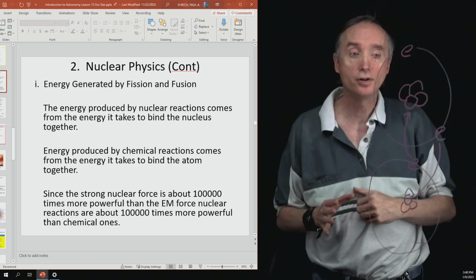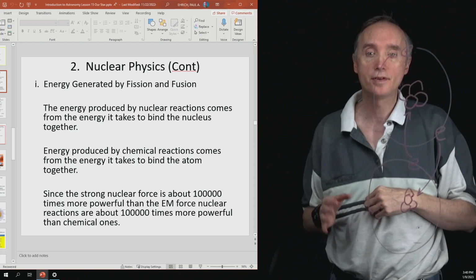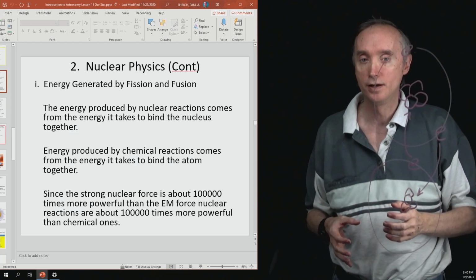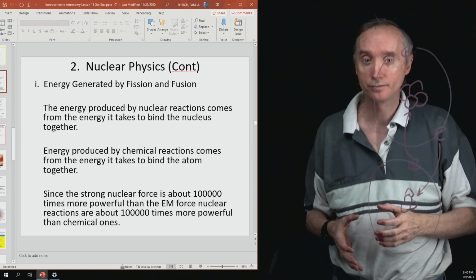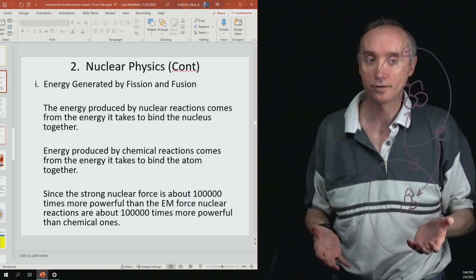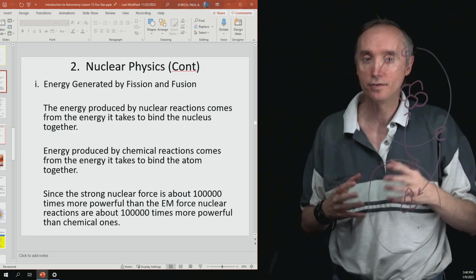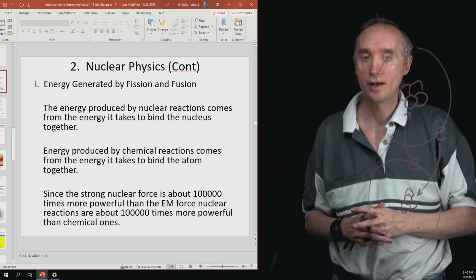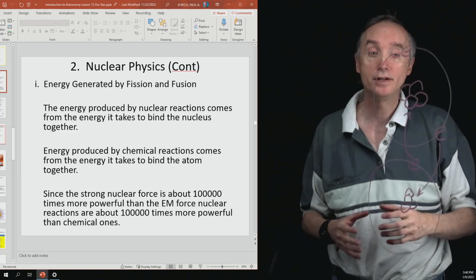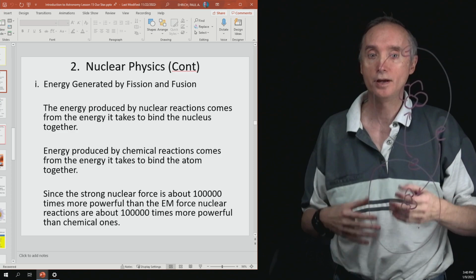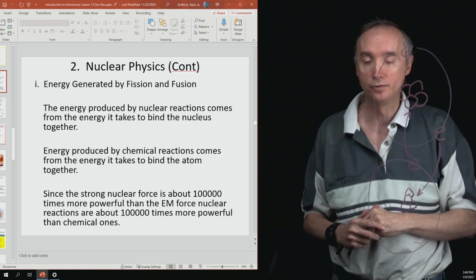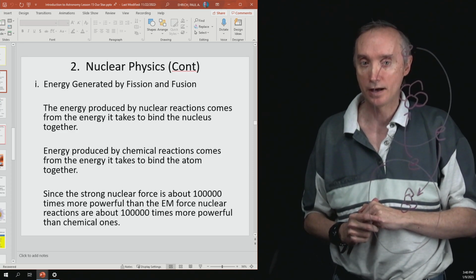But the nuclear force is 100,000 times more powerful than the electromagnetic force. They don't call it strong for nothing. So it's 100,000 times more strong. And because of that, that means the energy released is going to be 100,000 times more powerful than a chemical reaction.